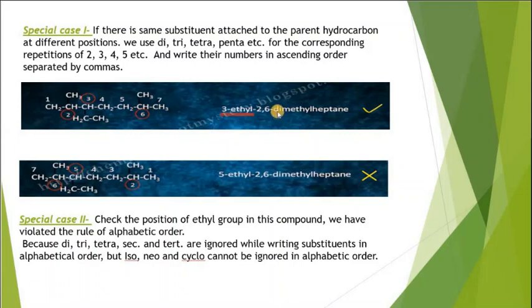Because do remember the terms di, tri, tetra, secondary, tertiary, these are usually ignored while writing the substituents in the alphabetical order. We have to consider methyl because M comes later on in the alphabetical order as compared to E, so that's why this is written later on. D is not considered in the alphabetical order. Iso, neo and cyclo cannot be ignored. These have to be mentioned in the alphabetical order.